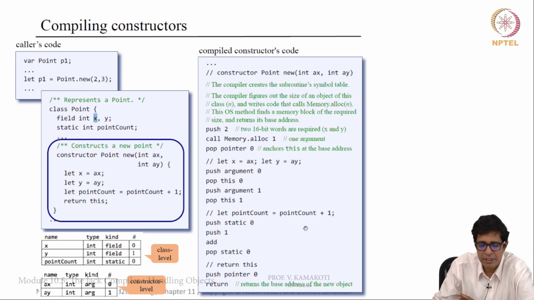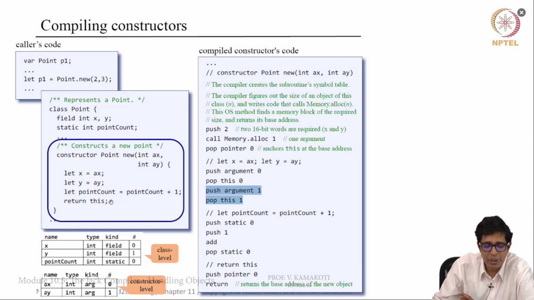So now your x will get the value of a. Now push argument 1, argument 1 is ay, and push argument 1 and pop this 1. This will be in the this segment. The first variable will be y. So in the this segment, the 0th variable is x, the first variable is y. So pop this 0, push argument 1, pop this 1. Argument 0 is ax, argument 1 is ay. So push argument 0, pop this 0 will do x is equal to ax, push argument 1, pop this 1 will do y equal to ay.